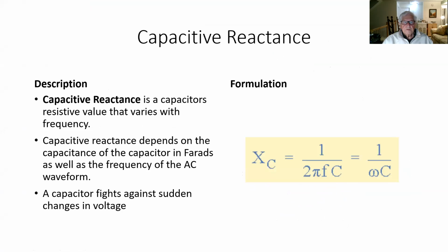And what's the capacitive reactance? It is the capacitor's resistive value. In other words, how does it impede the current? It does it through the reactance XC, which is 1 over 2 pi FC. 2 pi F is an angular frequency, which is given by omega sometimes, so we can use either expression. But normally, in this class, we'll use this expression here.